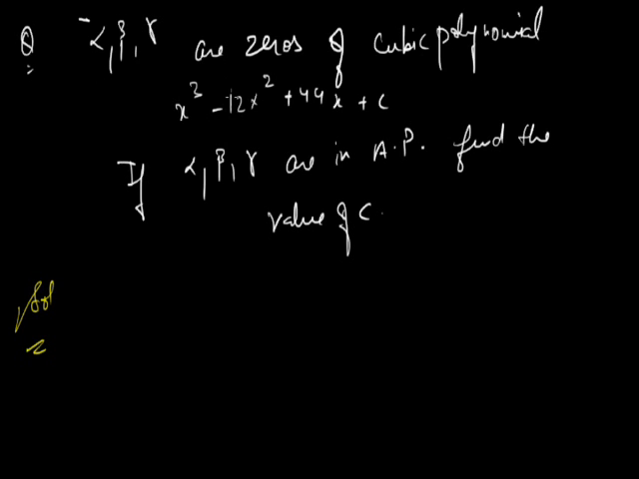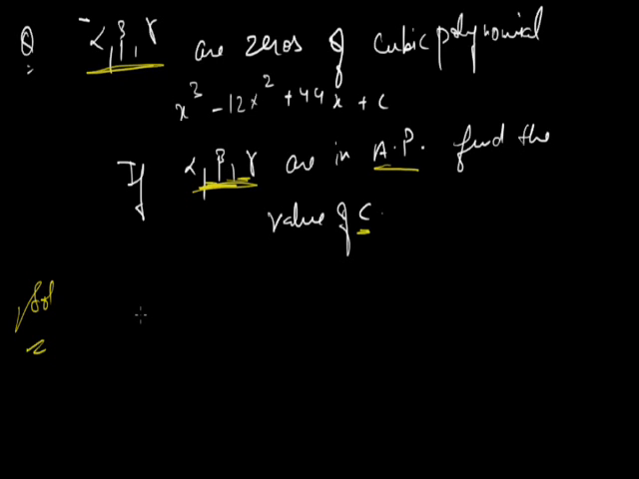The question is, it is a cubic polynomial. Obviously it has 3 zeros. It terms as alpha, beta, gamma, and it says that alpha, beta, gamma are in AP. AP means arithmetic progression. So we have to find the value of C. Now arithmetic progression means these three roots have a constant difference between the consecutive roots. Say I can say alpha minus beta, the difference between these two roots, is equal to the difference between these two roots. This is the condition.